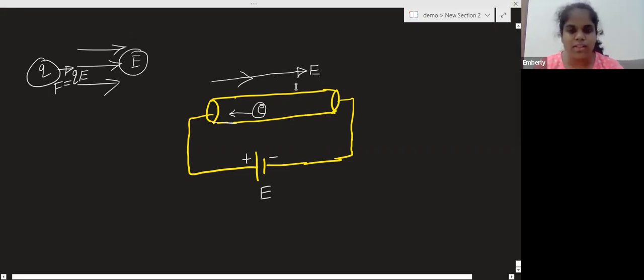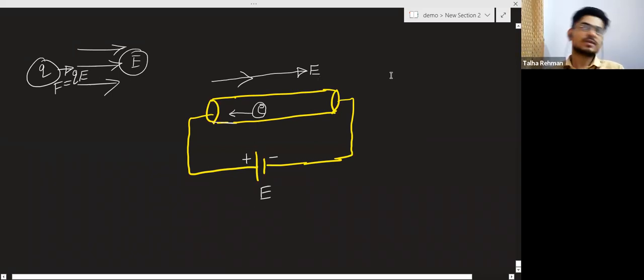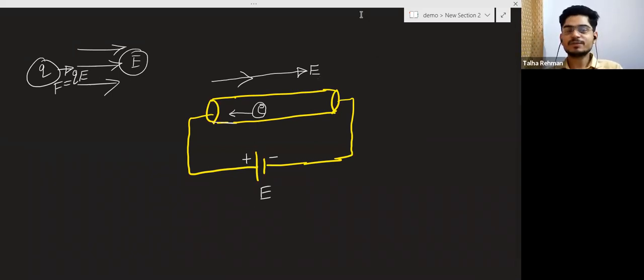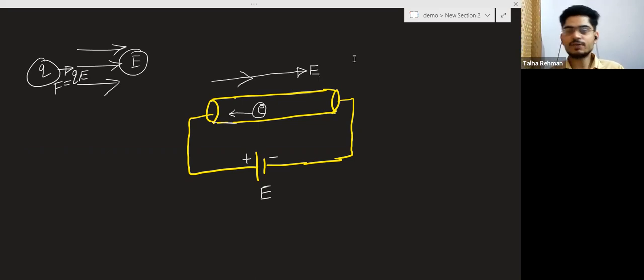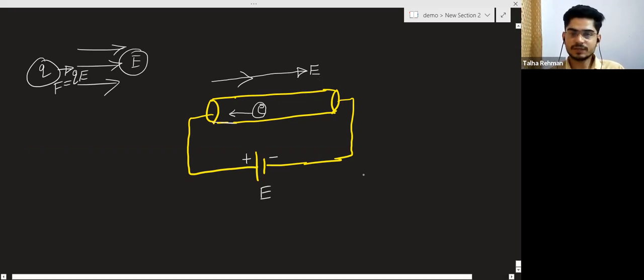Sir, we don't require integration for this chapter? No, I don't think so. We will require integration for the charges and fields, where we have to calculate, suppose this is a sheet and here we have to calculate the electric field.